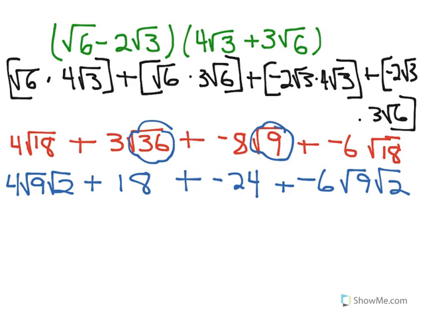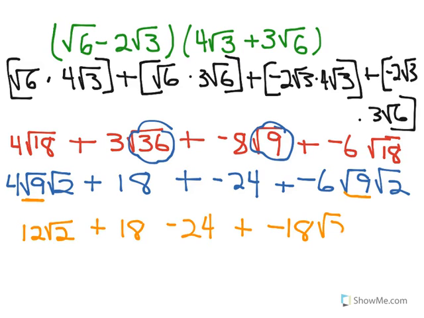Okay, let's do a little more simplifying. Radical 9 is 3, so 4 times 3 is 12, and then our radical 2, plus 18 minus 24, and then plus a negative. Here again is the square root of 9, or 3, so negative 6 times 3 is negative 18 radical 2.